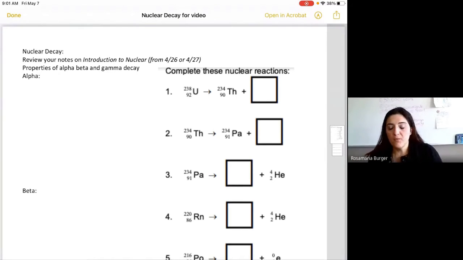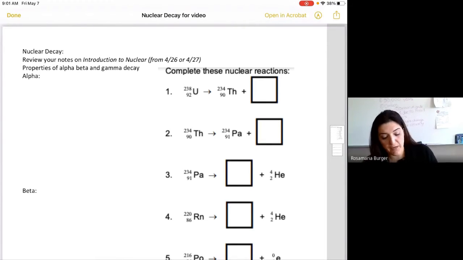Okay, so today I'm going to do a review with you on nuclear decay. This is going to include alpha, beta, and gamma decay, as well as half-life. We're going to go over some of the properties. You guys are going to do a review packet as well.